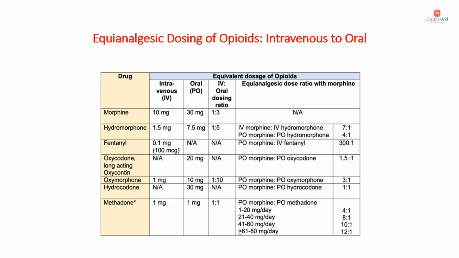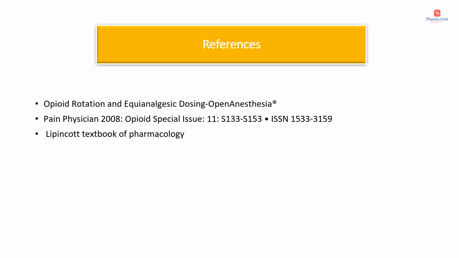Equianalgesic dosing of opioids, that is from the intravenous to the oral form of the drug. So you can refer to this diagram for the drug conversions among the opioid drugs. So we have completed the pharmacology of opioids.